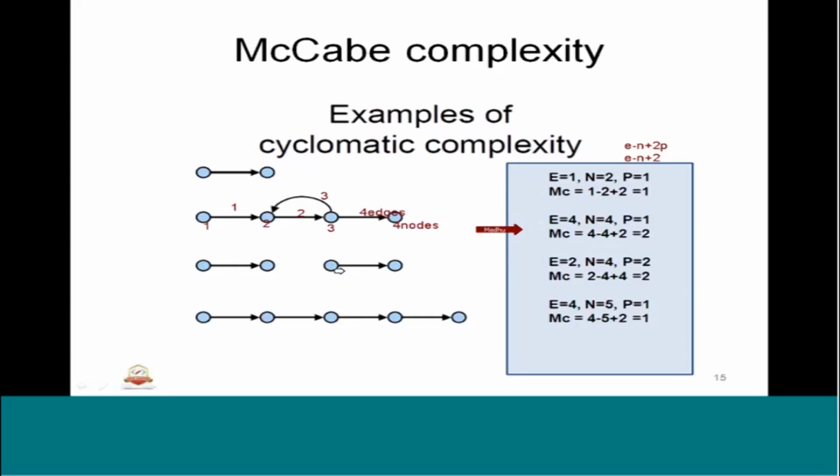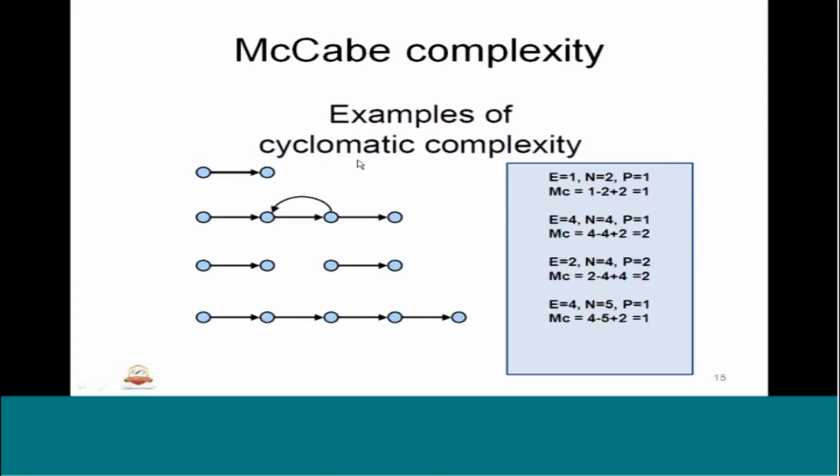Similarly, here is another program. You can consider this as a multi-threading, parallel task sort of thing, where we have 2 parts. So in this case, the complexity is 2. I will leave it to you how you are going to calculate, because we know this formula. In the last one, it is straightforward. You know that there are 5 nodes and 4 edges. 4 minus 5 will become minus 1, plus 2 is 1. So a single level of complexity is there in this type of program.